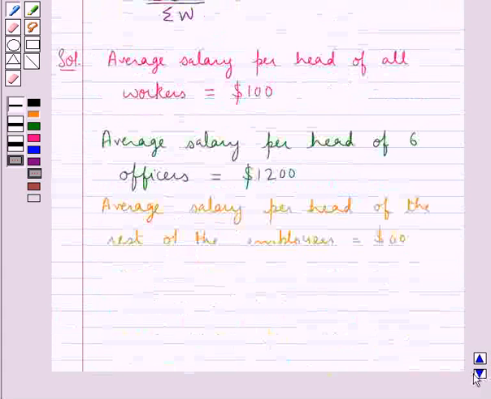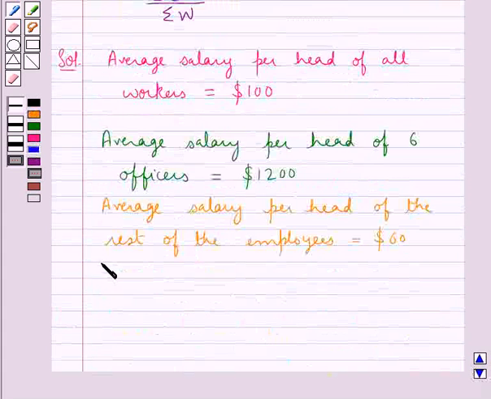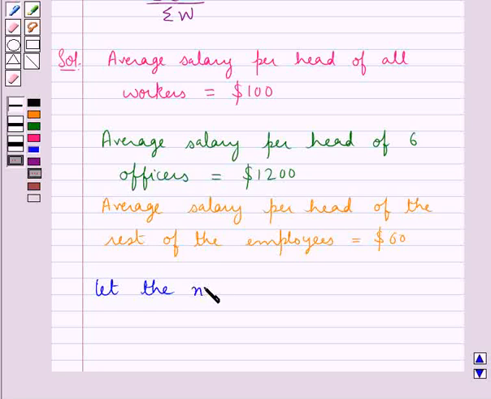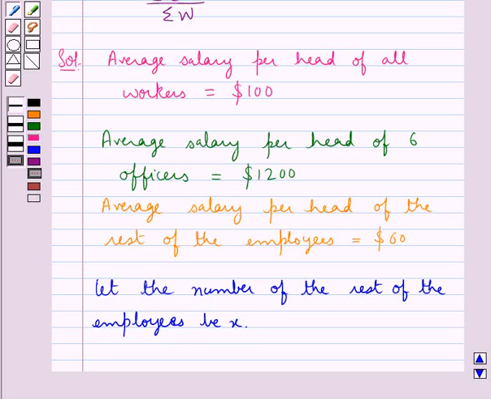For this, we suppose let the number of the rest of the employees be x. So, the total number of employees would be equal to x plus 6.